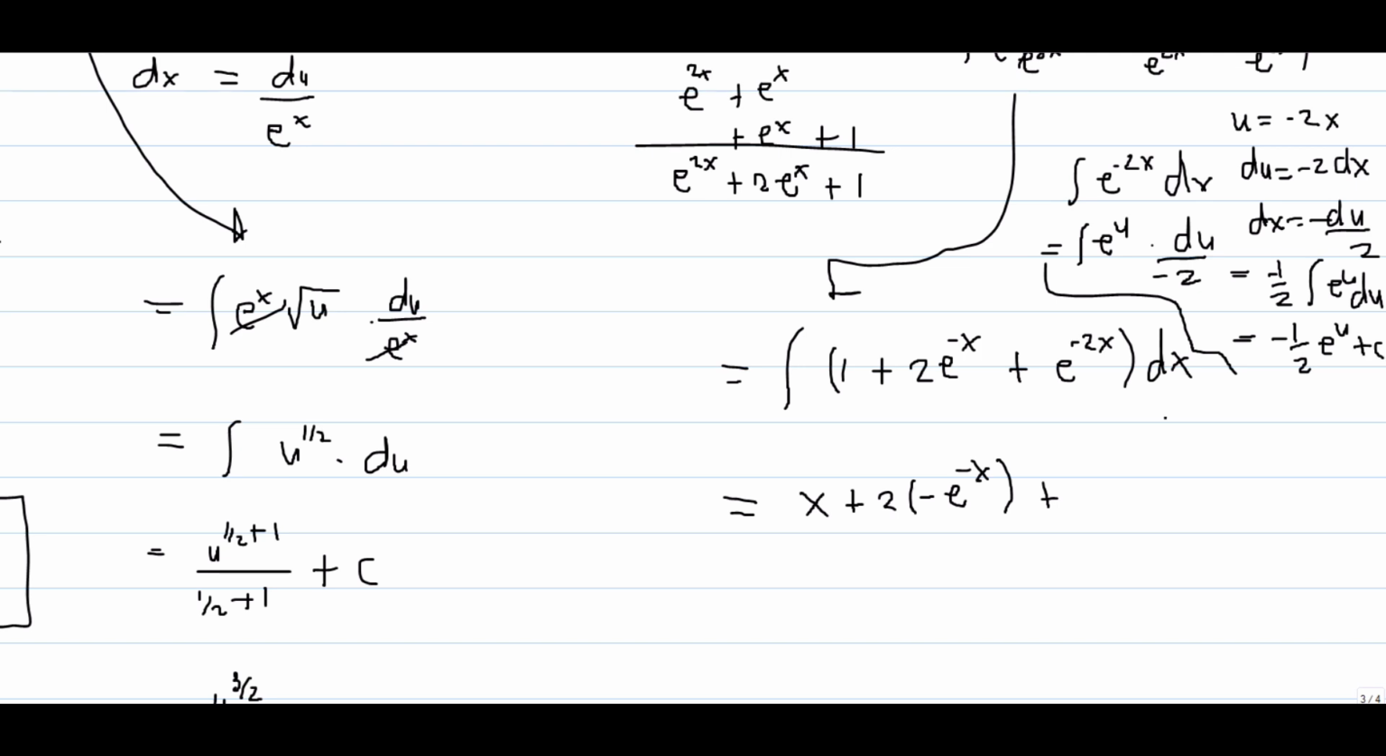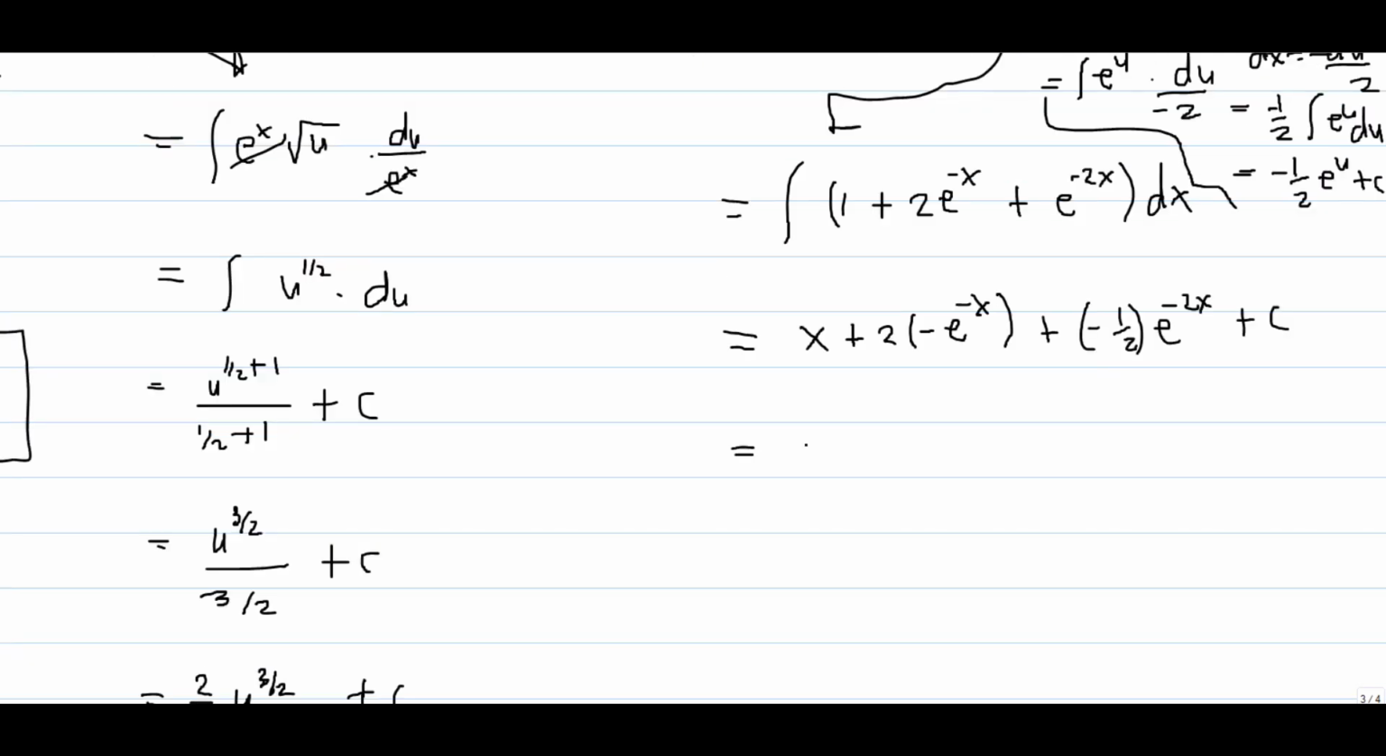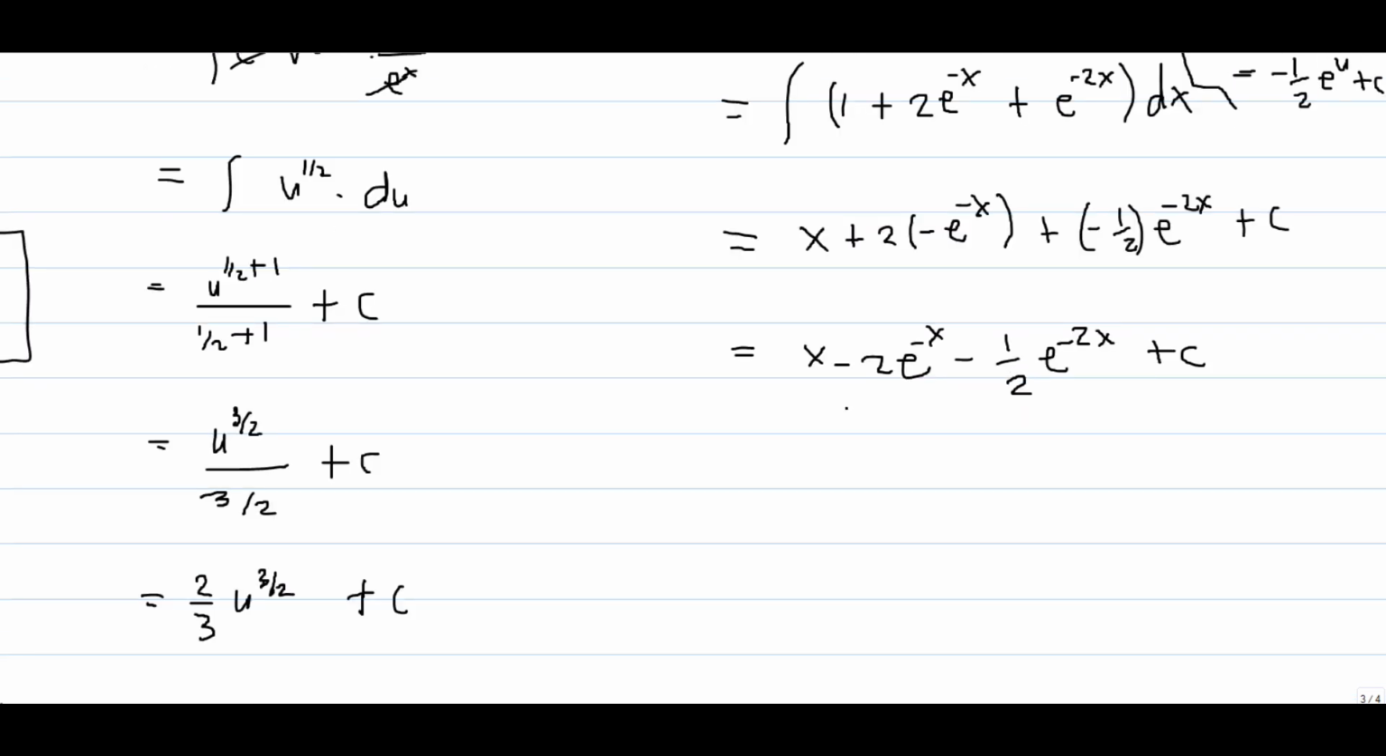So therefore here, that is negative 1/2 e to the power negative 2x, then plus c. So we have x minus 2 e to the power negative x, then minus 1/2 e to the power negative 2x, then plus c. Then the final answer is x minus 2 e to the power negative x minus 1/2 e to the power negative 2x plus c. So that is the final answer.